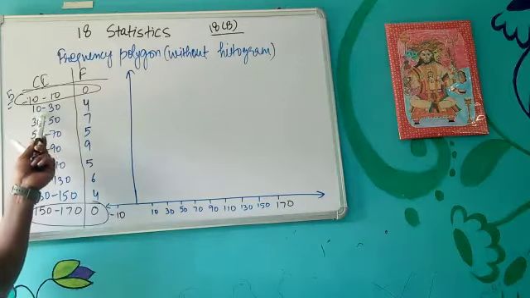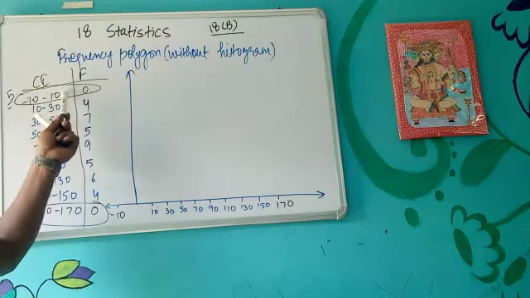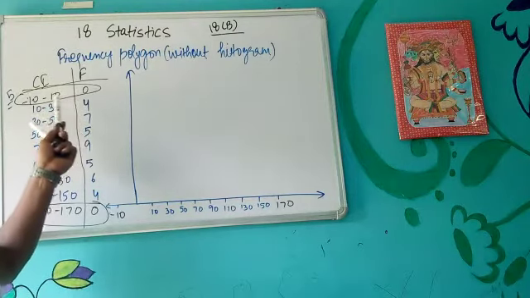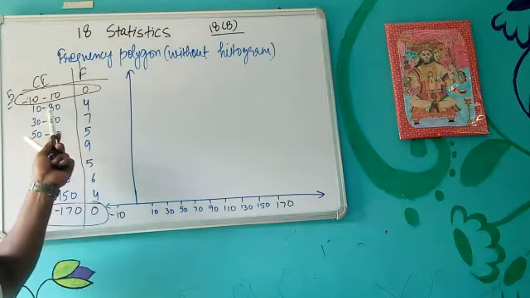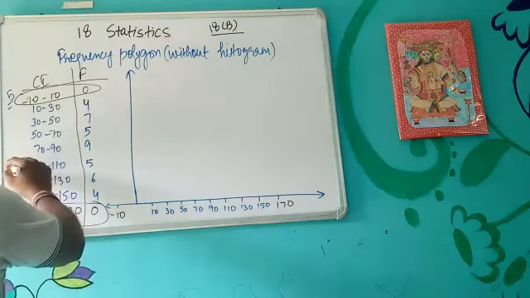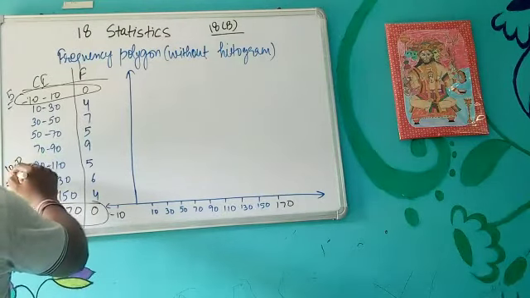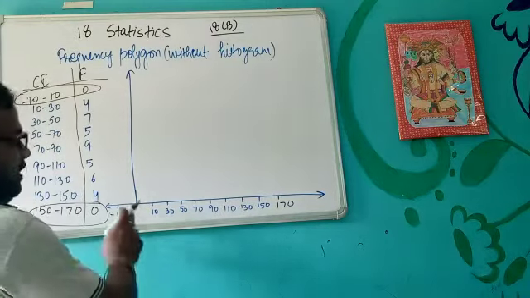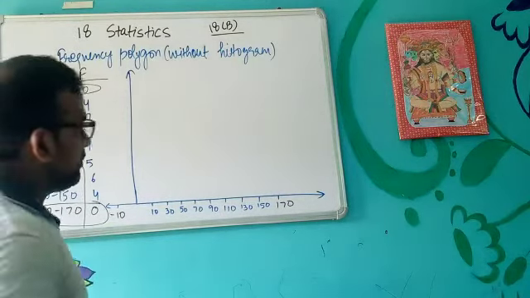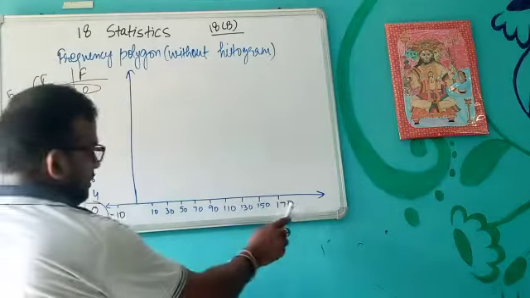It starts with 10, so the previous interval should have upper limit 10, and what will be the lower limit? The range is 20, so it will be 10 minus 20, that is minus 10. So this is how I got this minus 10. Then I have plotted all the values. So these are our extra intervals.